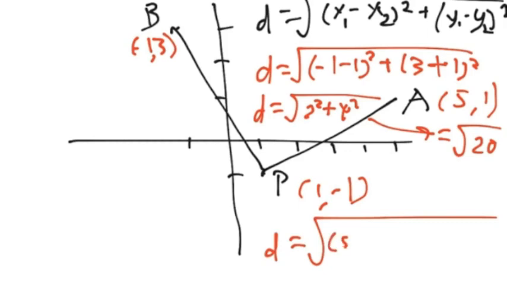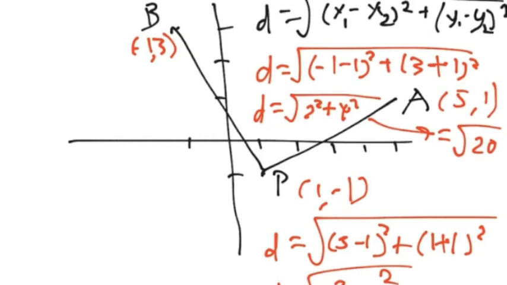And if we do it using A and P, and A is 5, 1, then we get D equals the square root of 5 minus 1 squared plus 1 minus negative 1 squared, which again is positive. So the distance equals the square root of 4 squared plus 2 squared, which equals square root of 20 again. So we just proved that point P is equidistant from B and A because we calculated the distances and they were the same.